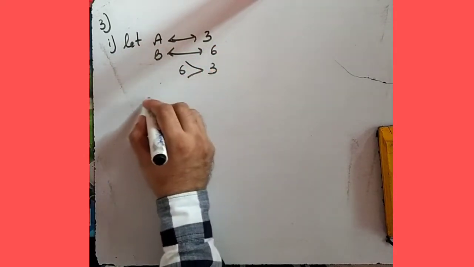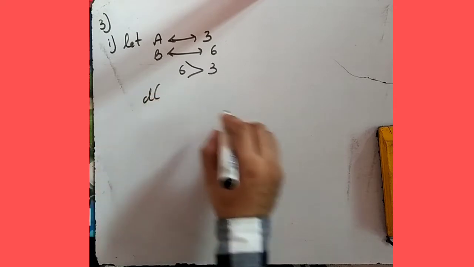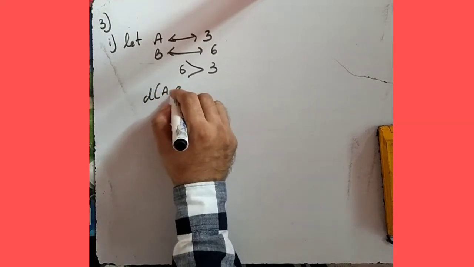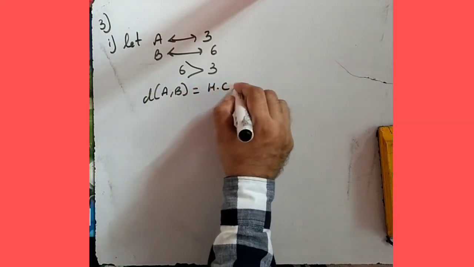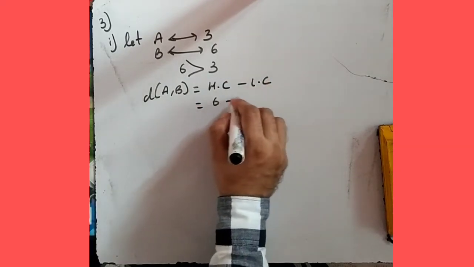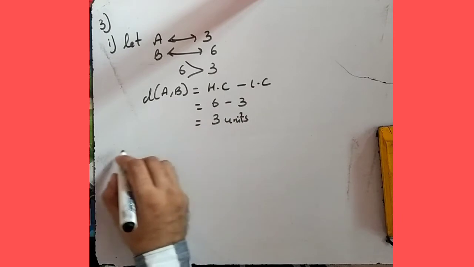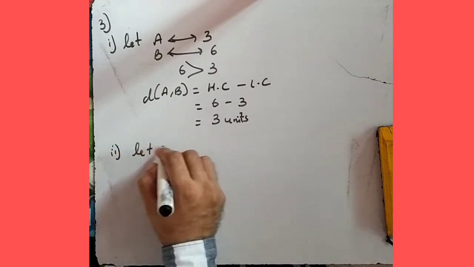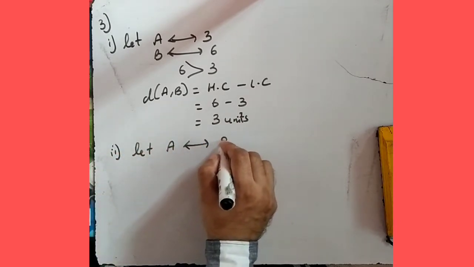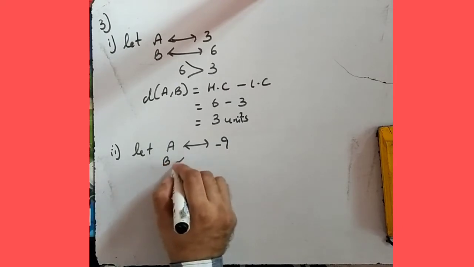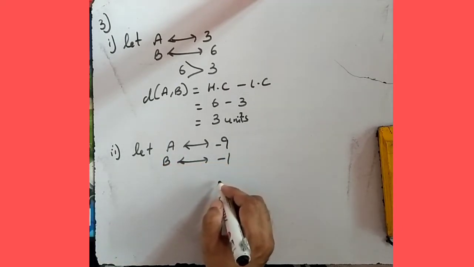6 is greater than 3. Therefore distance AB we will find out by using the same formula, higher coordinate minus lower coordinate. 6 minus 3 is equal to 3 units. In the second one, A coordinate is minus 9, B coordinate is minus 1.